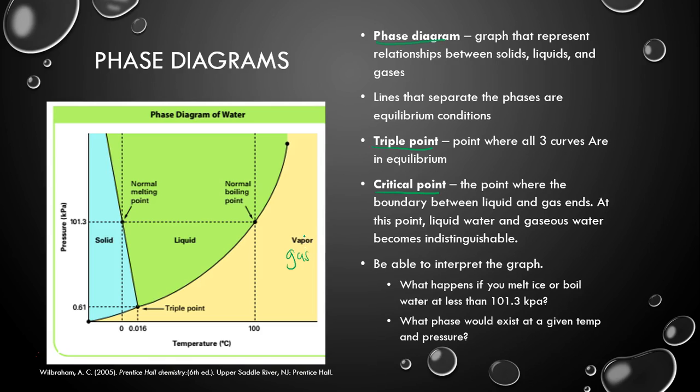So you could call a gas a vapor, as this one does. The lines are what's called equilibrium conditions. In other words, if you are on this line right here, where I'm putting the red, this is the line where you have an equal amount of freezing and melting happening at the same time. So this line represents the melting point and the freezing point of water.